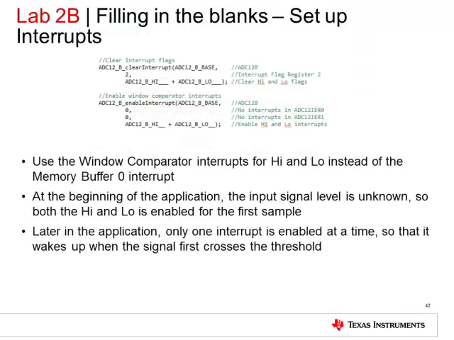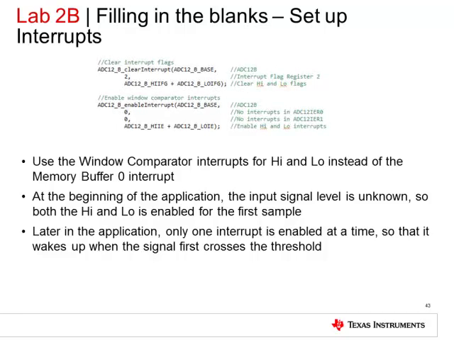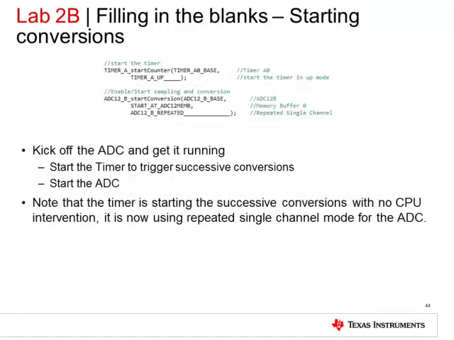Now we enable the interrupts for the window comparator instead of the generic ADC interrupt. This slide shows how this is done. We also need to use driver library to set up the timer to jump-start the ADC conversions. The ADC is set up to perform repeated conversions of a single channel.